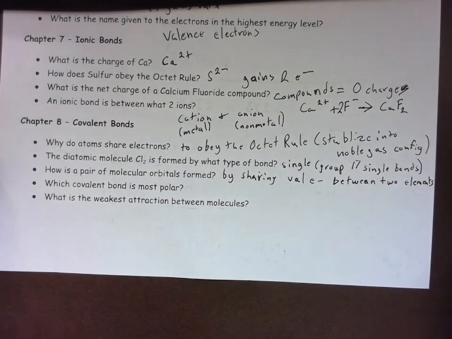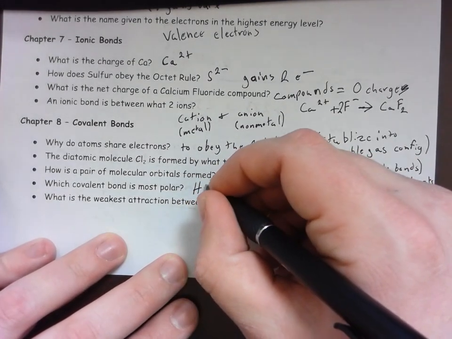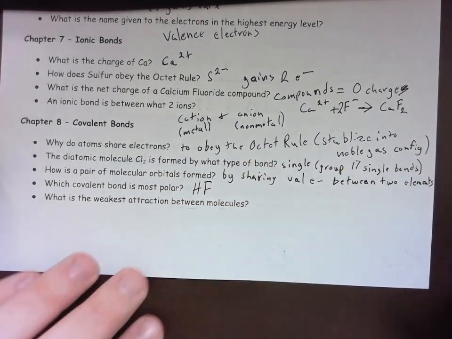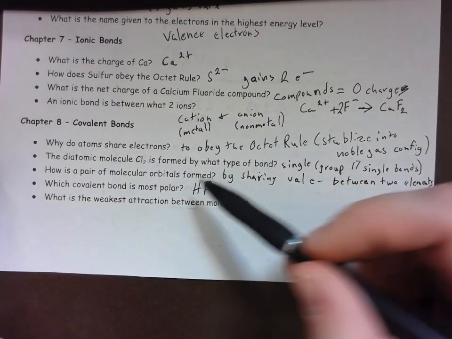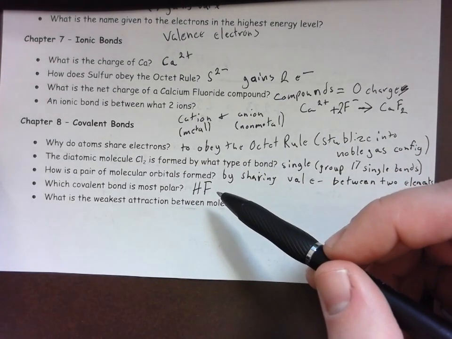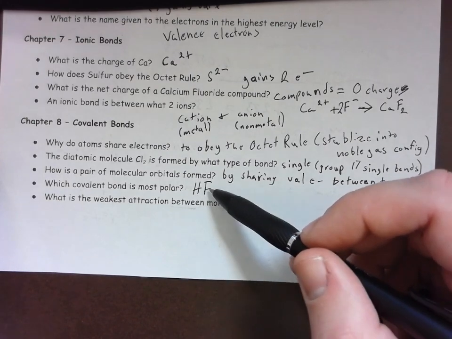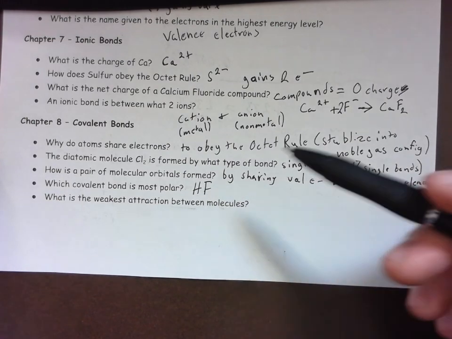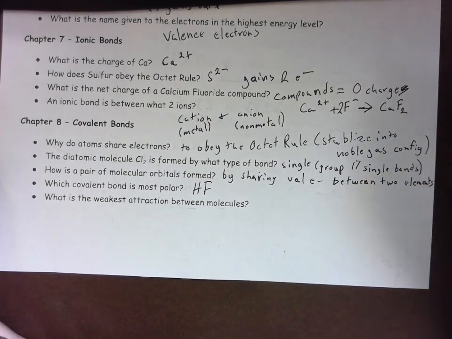Which covalent bond is most polar? Remember, that is hydrogen and fluorine, hydrogen fluoride, because they are the farthest away. So this is going to be the most positive of all your covalent bonding pairs, and this one is going to be your most negative, because of the electronegativity trends on your periodic table. So they are going to create a very polar bond.